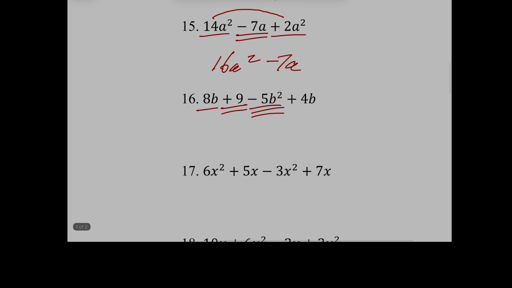Okay? Now I get a b, a number, a b squared, and a b. Well, my b is already single underlined, so I'm going to single underline him. Let's start with our b squareds. So minus 5b squared, negative 5b squared. Now I'm going to combine my b's. 8 plus 4 is a positive 12b, and I'm left with just a plus 9.